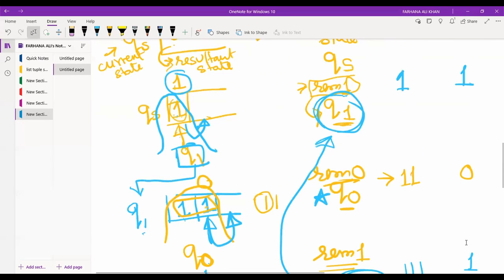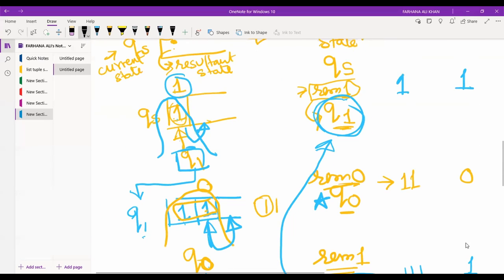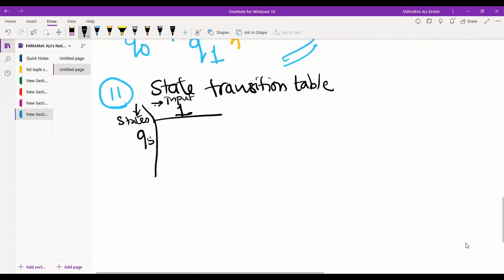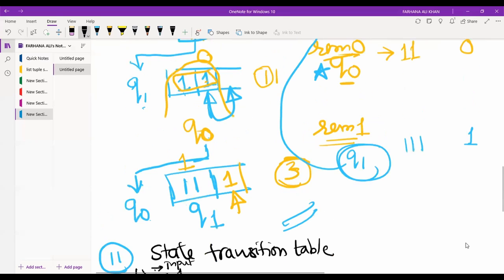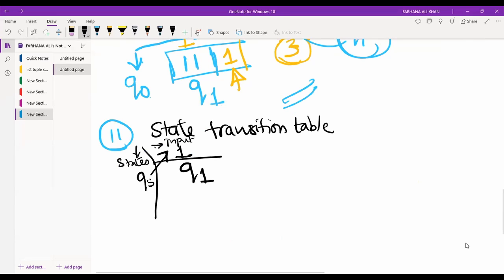So QS with the input 1, what is it generating? It is generating result 1, and where it is going: QS with the input 1 goes to the resultant state Q1. Okay, now the resultant state is Q1. So in this table, now we are going to consider the next state, Q1 itself.